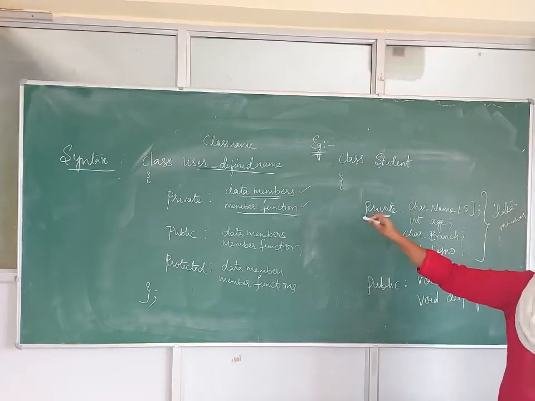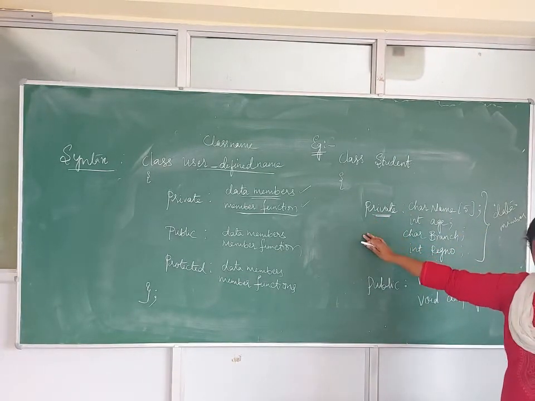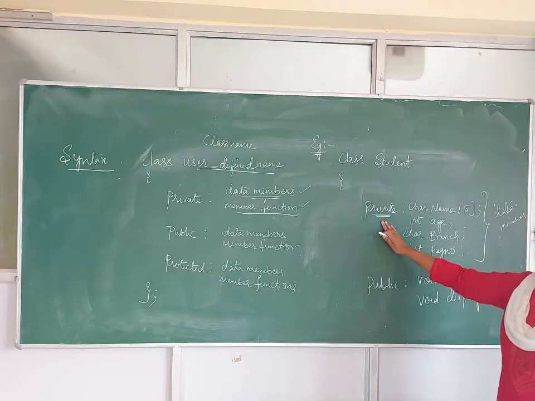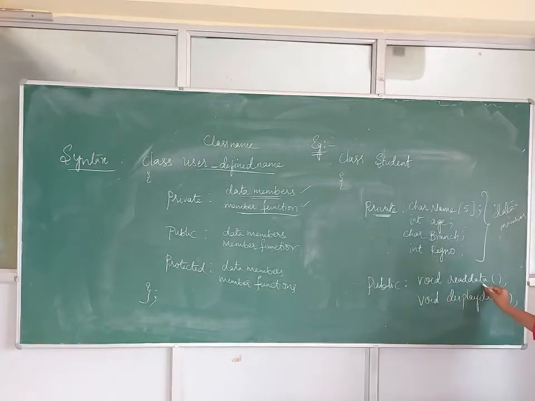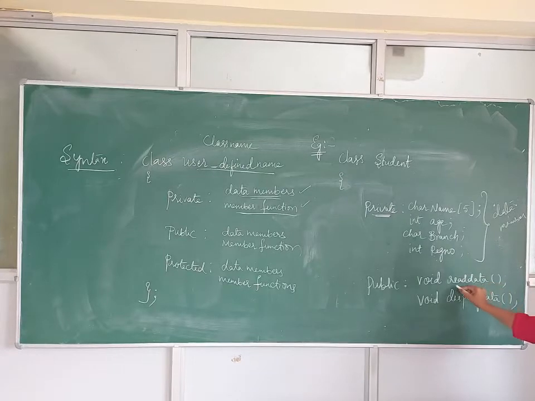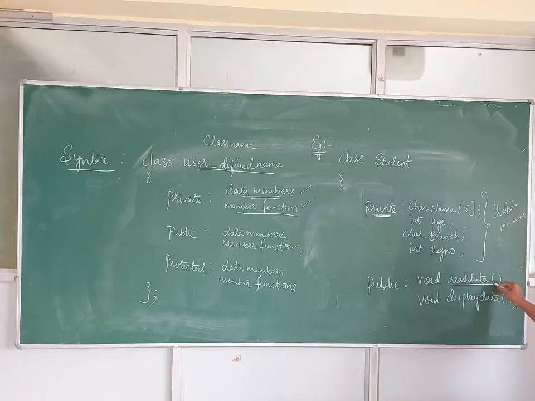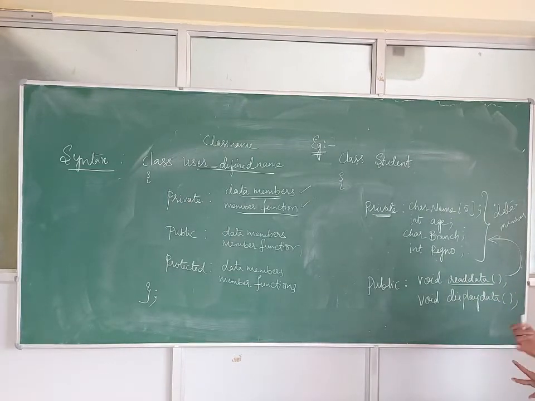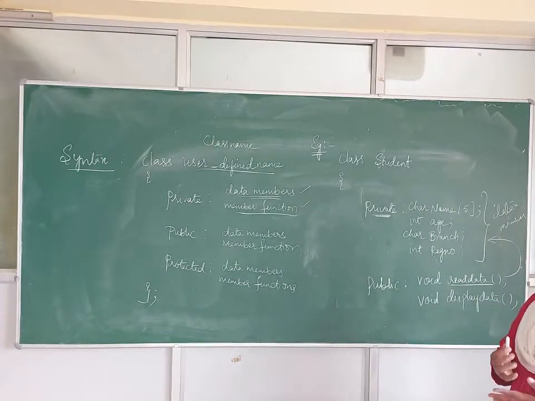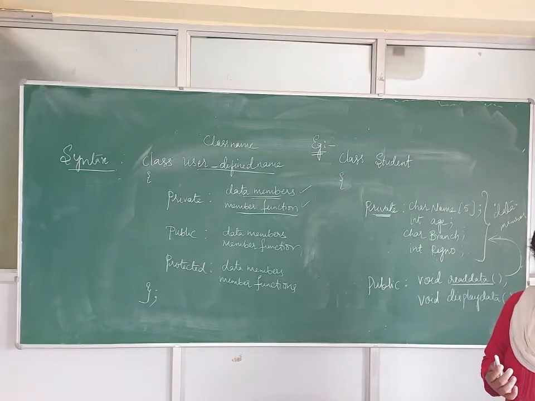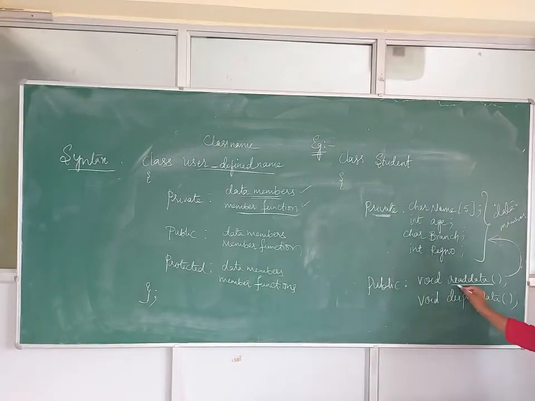If I come from outside, my access will be restricted because I am using private. If you use member functions, with the help of these member functions you can access the data members. Read data means whatever input you are giving, like name Divya, age 17 years, branch PCMB, that input will be accepted by the read data member function.